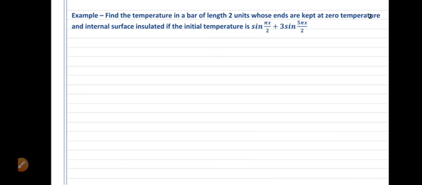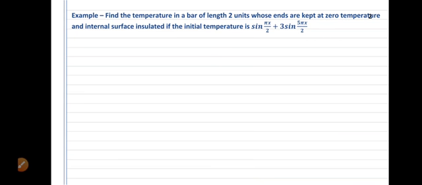Here, the bar length is given, so it indicates that it is from the application of the one-dimensional heat flow equation. Here the temperature, which is denoted by u, is a function of two independent variables. First is the length of the bar, which is denoted by x, and the time, which is denoted by t.